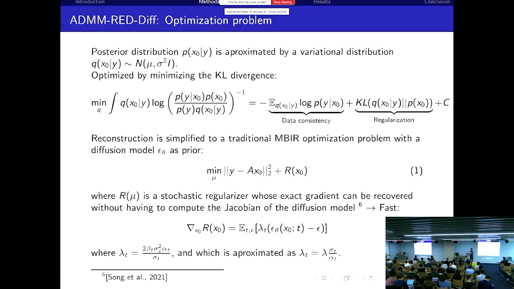So the good thing about this method is that we don't have to compute the Jacobian of the diffusion model. In order to compute the gradient of this regularization term, it can be simplified to the expectation of the weighted difference between the noise that is added to the reconstructed image at each iteration and the prediction of the diffusion model for that noise.